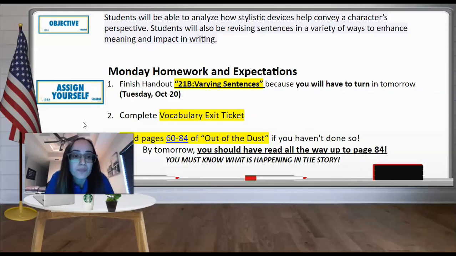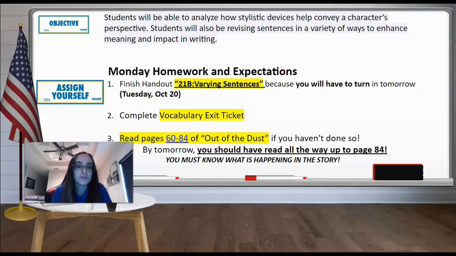Your homework for today, I'm letting you know the homework before we get started with our lesson, because I want you to know the expectations and what I expect of you after this video. Once you finish watching this whole video, you should have already finished the notes on Handout 21B, Varying Sentences. Please do not send me any type of picture until tomorrow, which is Tuesday, during class. I will be looking at everyone's work during class, so make sure you have that ready for me so that I don't have to keep you longer in class than I need to, okay? You will have to turn it in tomorrow, so make sure you get it done.